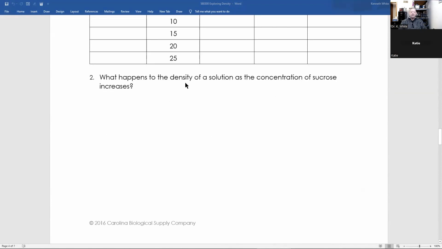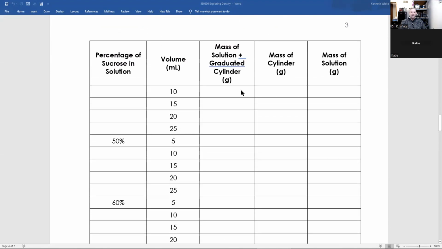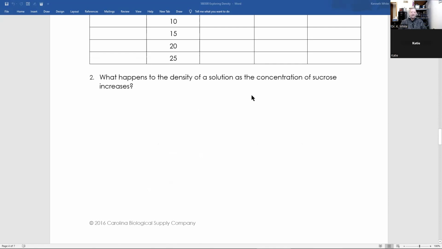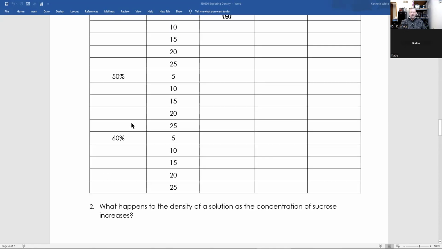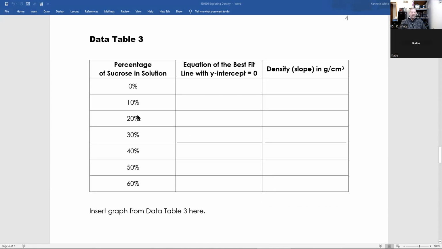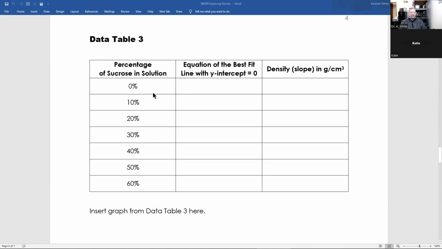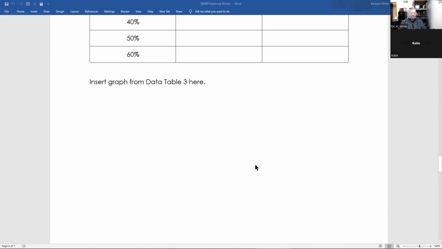And then, what happens to the density of the solution as the concentration increases? And here, for each one of these, you'll calculate the density from table 3. And what happens to the density when this increases? You'll see these numbers either get smaller, get larger, or stay the same.